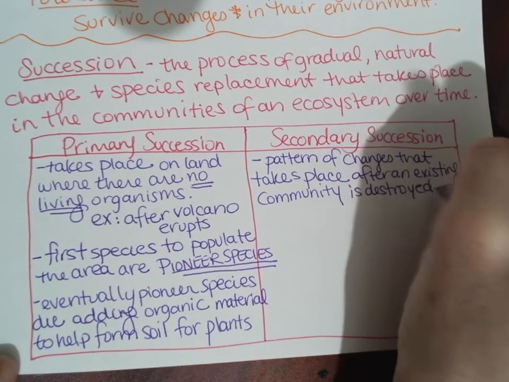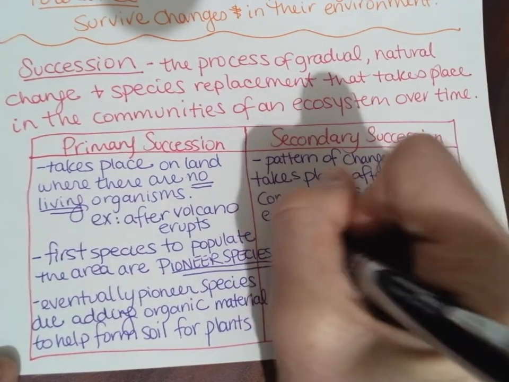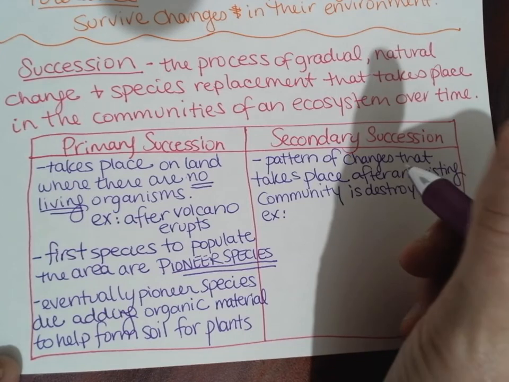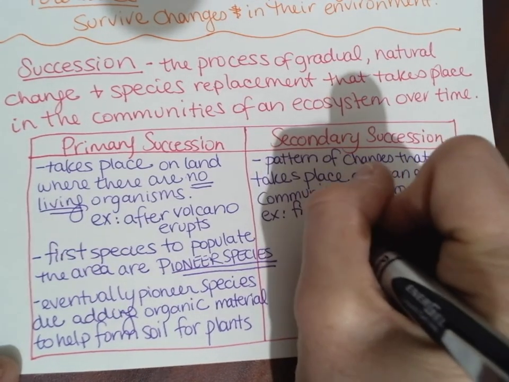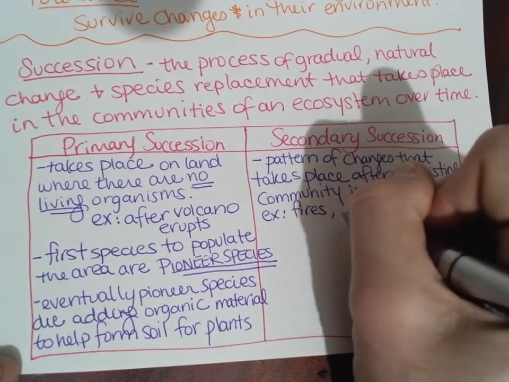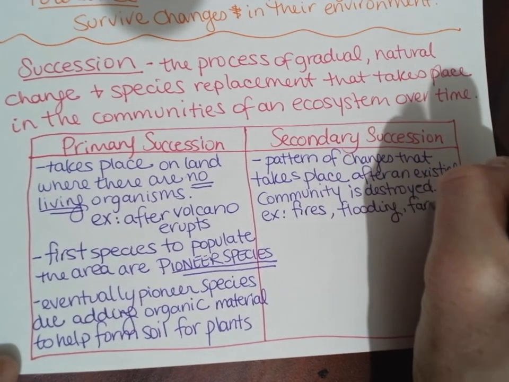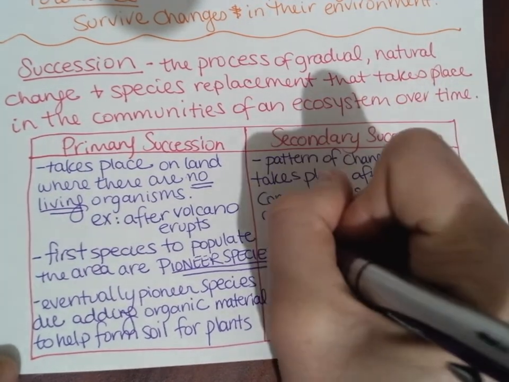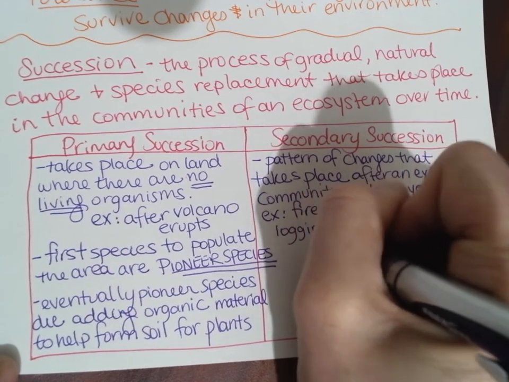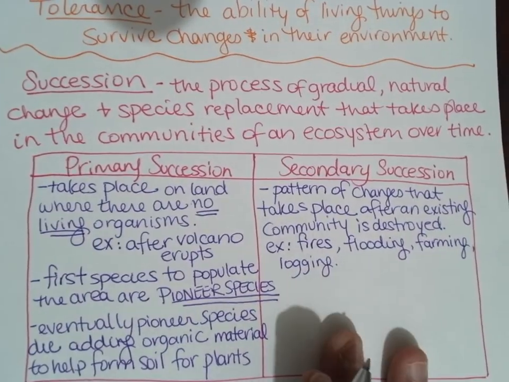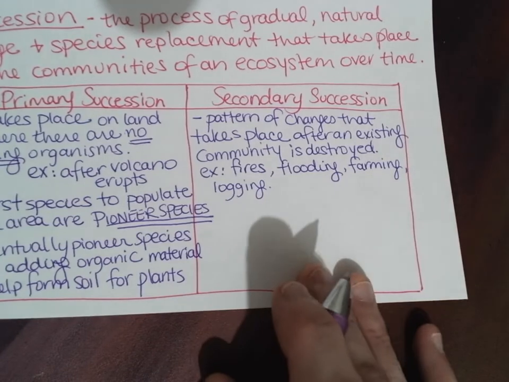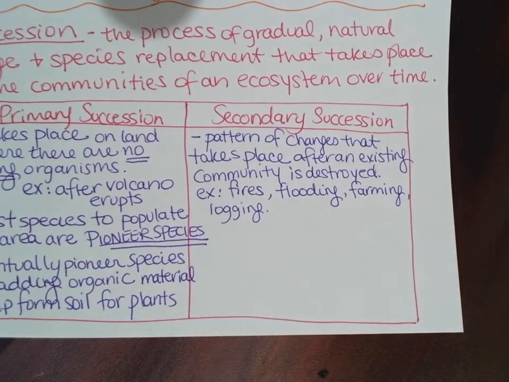So when does this happen? Examples of this would be fires, flooding, farming, logging. These are good examples of when you would have an existing area destroyed.